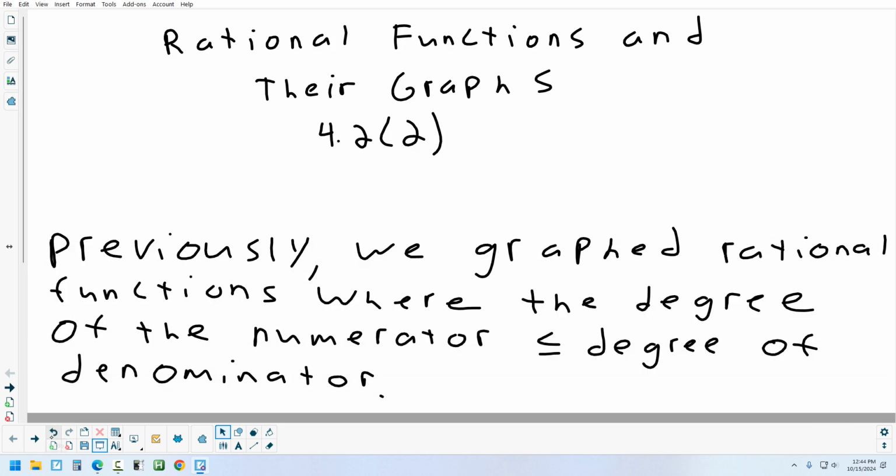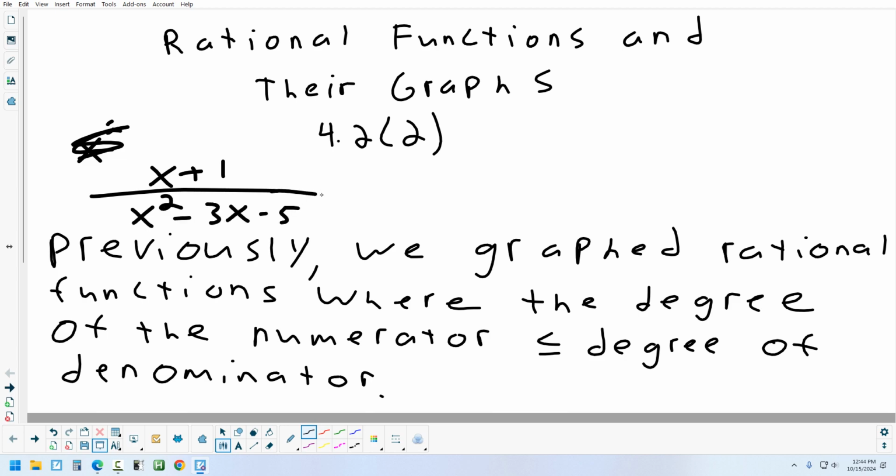So the kind of problems that we did before were problems where the exponent in the top was smaller or equal to the exponent that was in the bottom. So here's a type of problem we would have done before. Let's do (x + 1) divided by (x squared minus 3x minus 5). In that case, the degree of the numerator is a 1. The degree of the denominator is a 2. The degree of the top is smaller than the bottom. That's the kind we did last week.